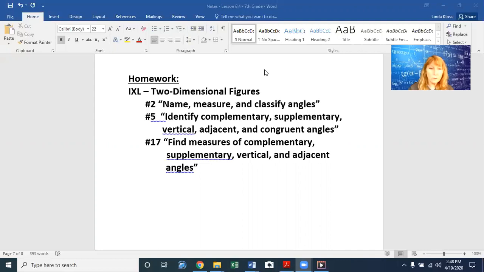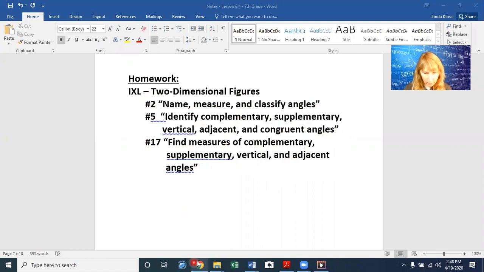So IXL, I would like you to do, let me grab my little spotlight here. You're going to go under two-dimensional figures. You're going to do number 2, name, measure, and classify angles. You're going to do number 5, identify complementary, supplementary, vertical, adjacent, and congruent angles. And then you're going to do number 17, find measures of complementary, supplementary, vertical, and adjacent angles. All the stuff we've done on this video is what you will be doing.